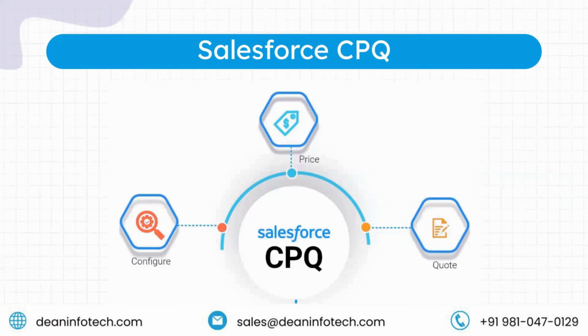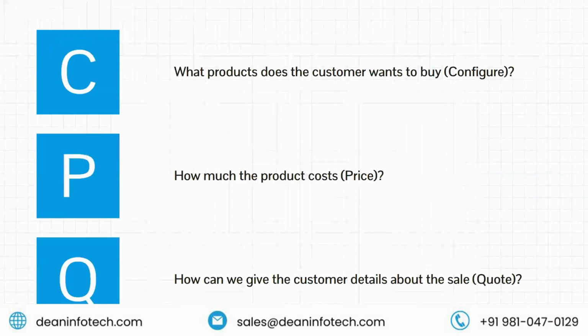So let's start. First, understanding what is CPQ and why organizations actually use it. Basically, CPQ stands for configure, price, quote. To remember that, these are questions that are generally asked by any organization while creating an order for your customer. The first question would be, what product does the customer want to buy?